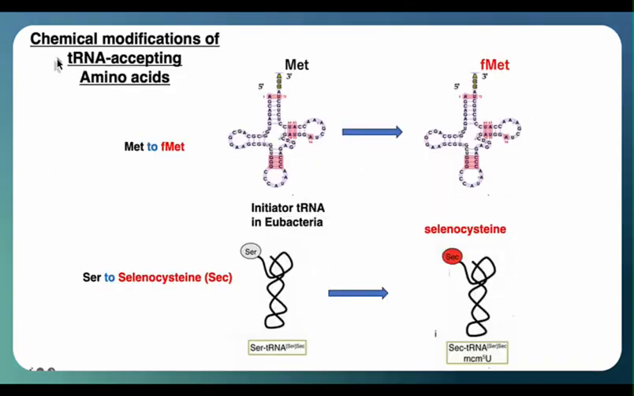Let me discuss a more similar example. In the case of eubacterial initiator transfer RNA, methionine is first accepted, and then methionine is converted to formylmethionine on the transfer RNA. In the case of selenocysteine transfer RNA, serine is first added to selenocysteine transfer RNA. Then, the added serine is converted to selenocysteine on the transfer RNA.